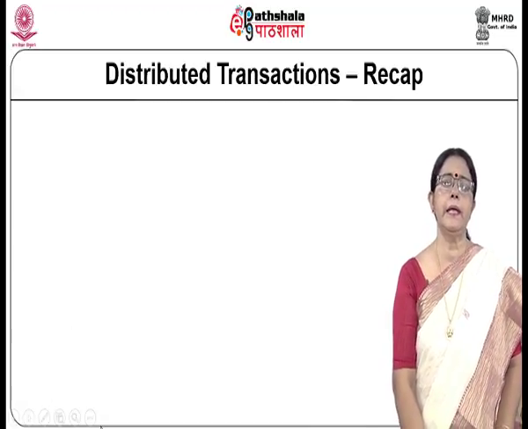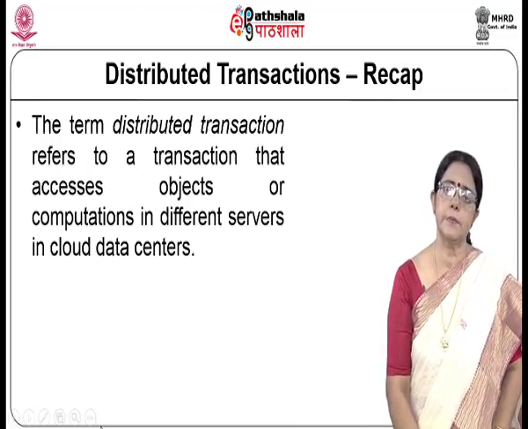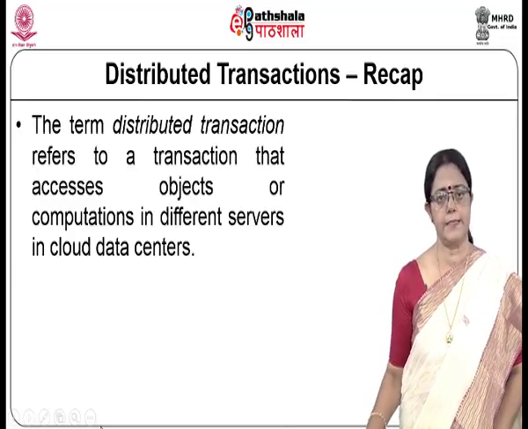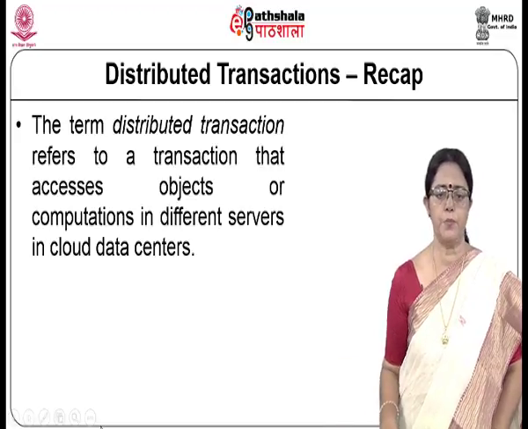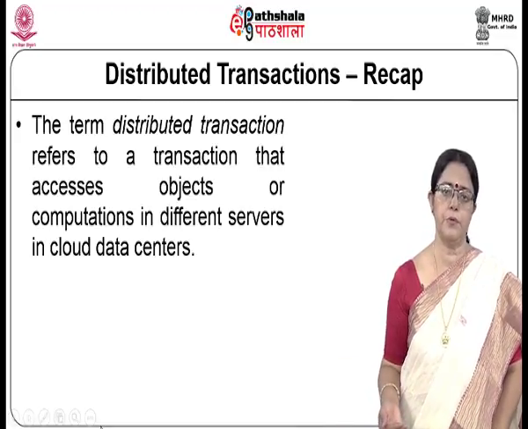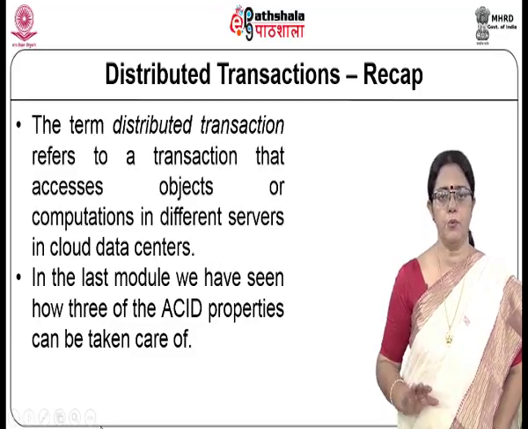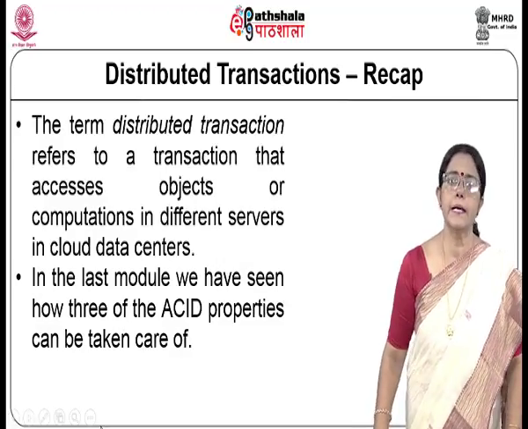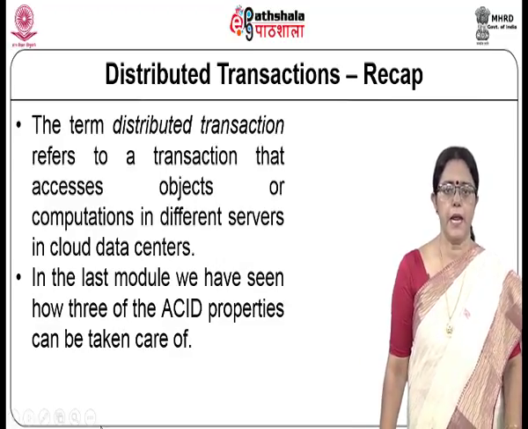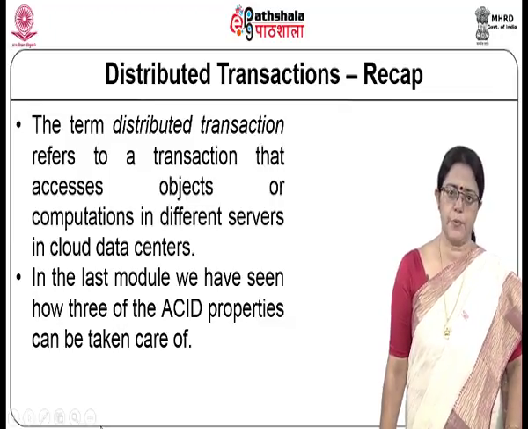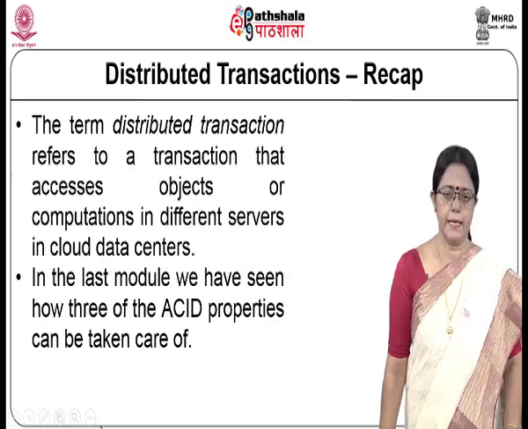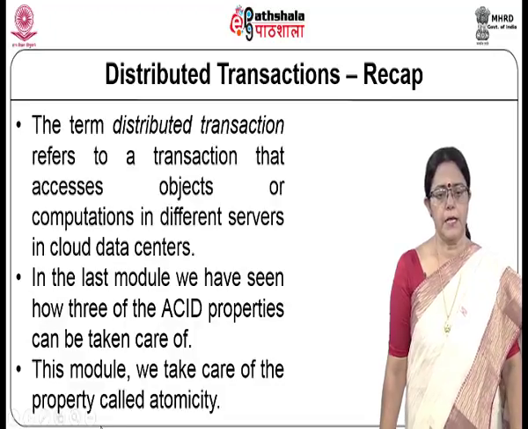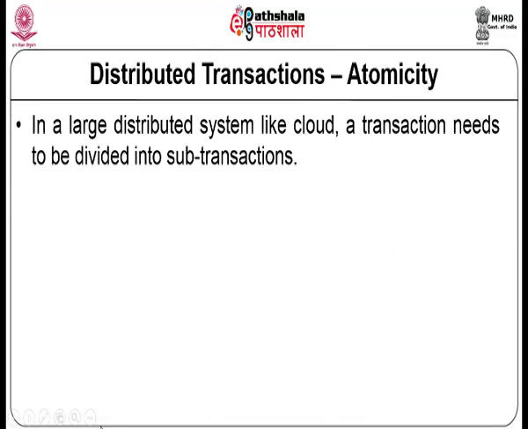Let us quickly recapitulate what a distributed transaction is. The term distributed transaction refers to a transaction that accesses various objects, or even computation, in different servers in a cloud environment. In the last module we saw that a transaction, whether distributed or on a single server, has to follow the ACID properties, which are 4 properties, and we saw how to achieve 3 of those 4. This module we take care of atomicity.